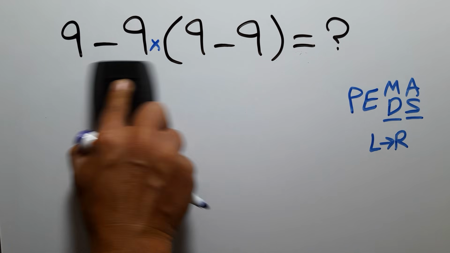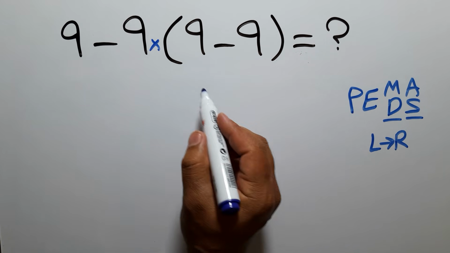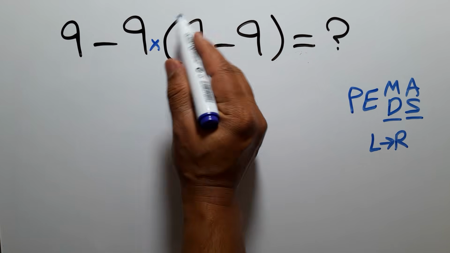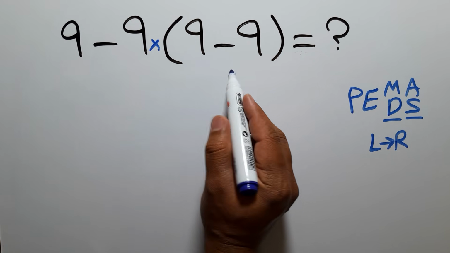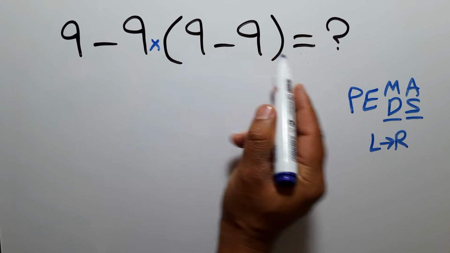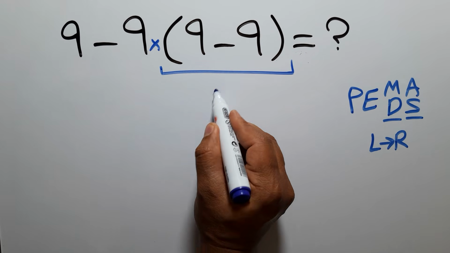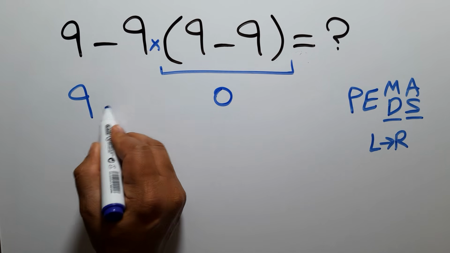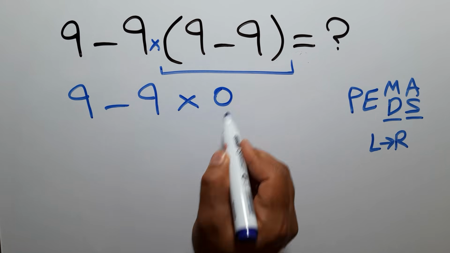Now let's find the correct answer. According to the PEMDAS, first we have to do this parentheses. Inside this parentheses we have 9 minus 9, which equals 0. So we have 9 minus 9, then times 0.